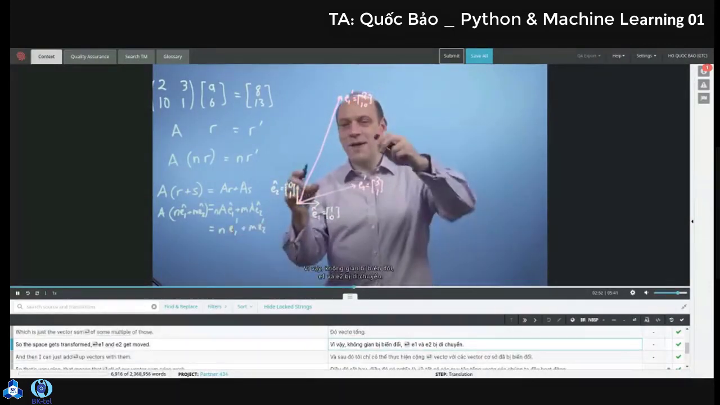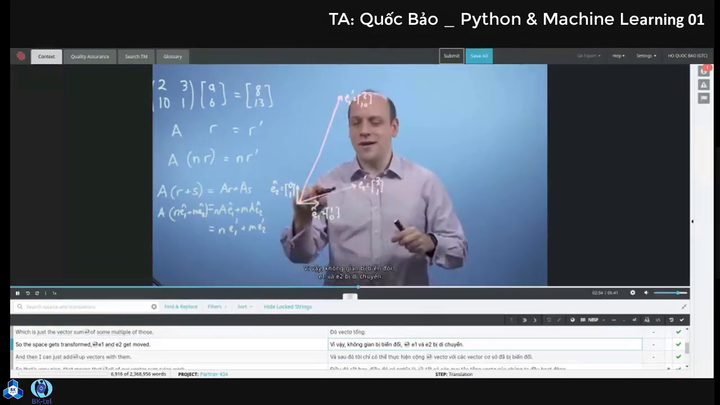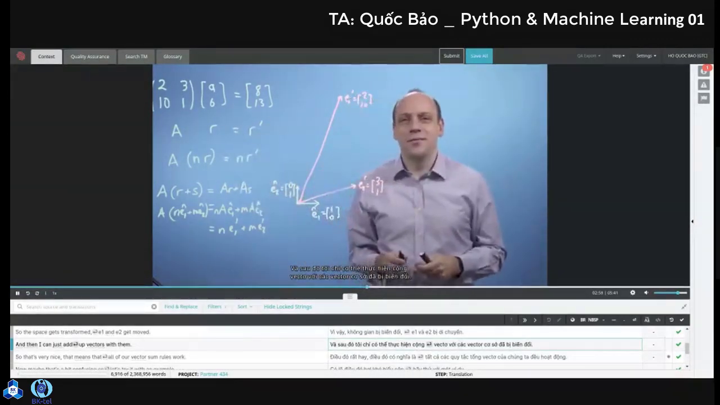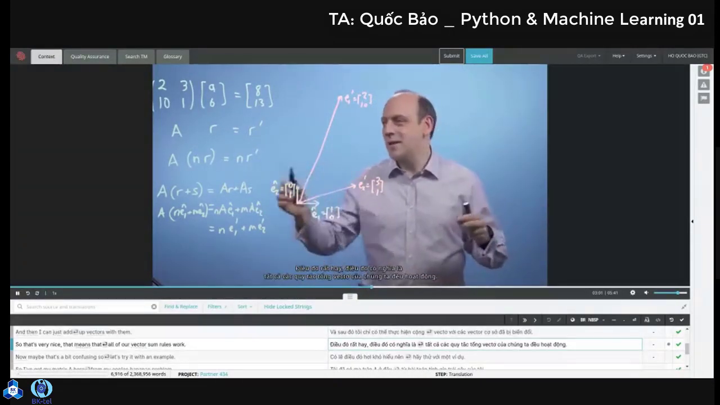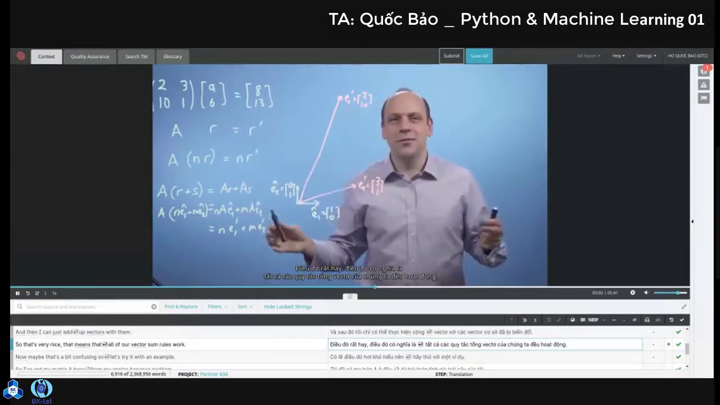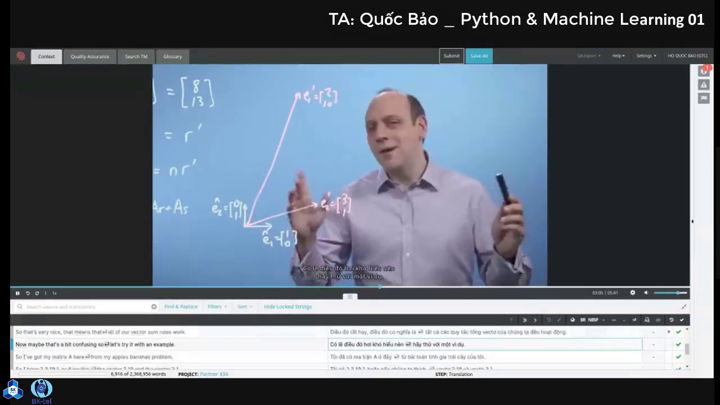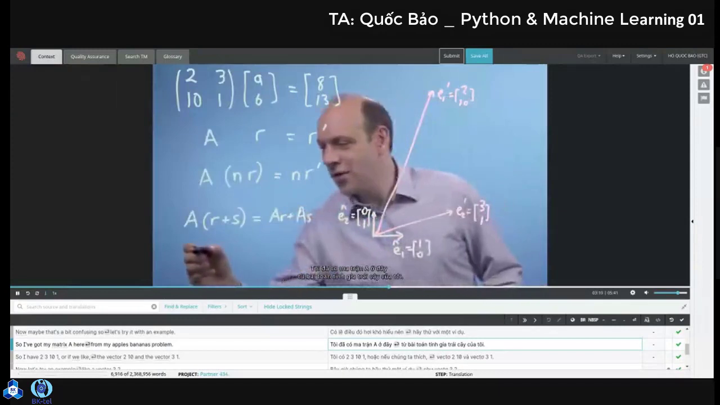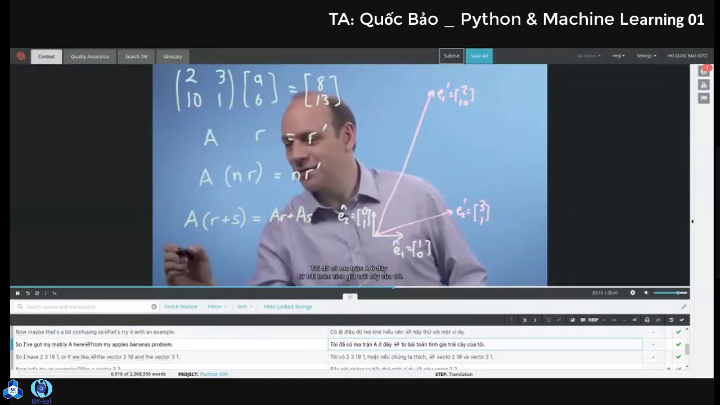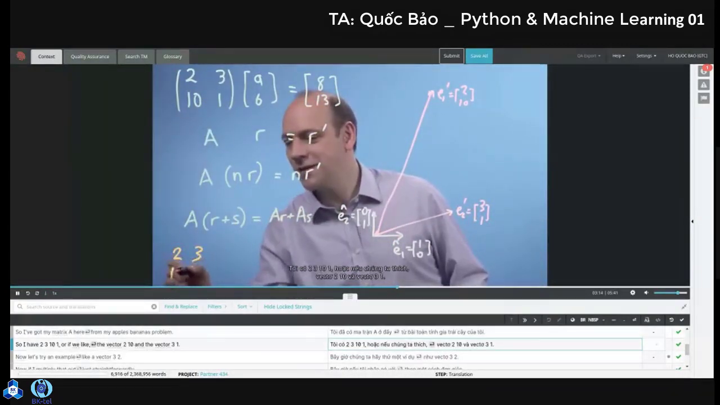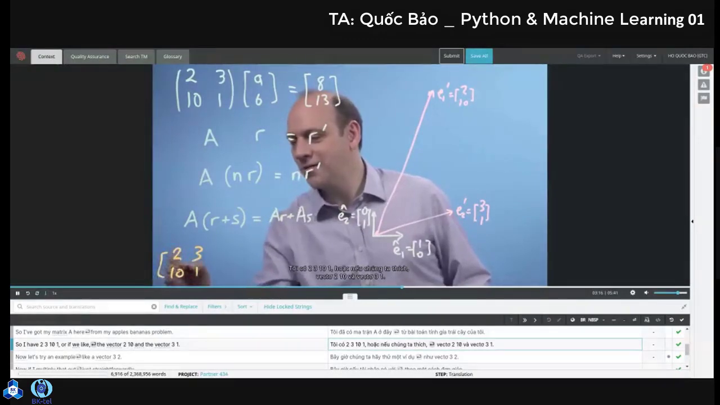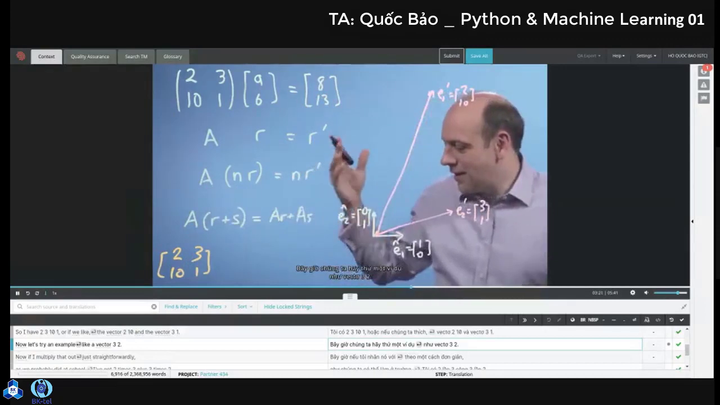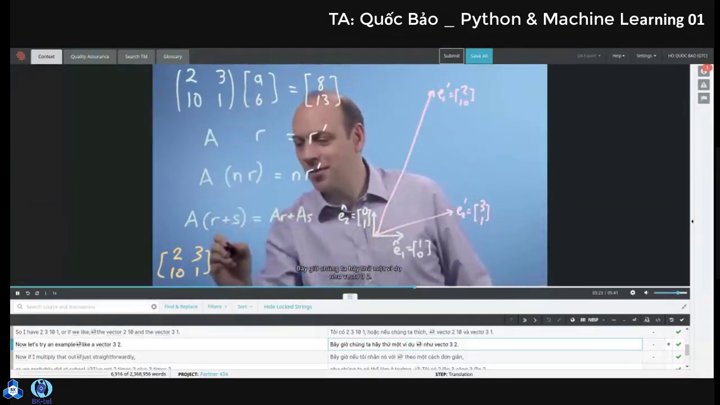So this space gets transformed, E1 and E2 get moved, and then I can just add up vectors with them. So that's very nice. That means that all of our vector sum rules work. Now, maybe that's a bit confusing, so let's try it with an example. So I've got my matrix A here from my apples and bananas problem of 2, 3, 10, 1, or if we like, the vector 2, 10 and the vector 3, 1. And let's try an example like a vector 3, 2.